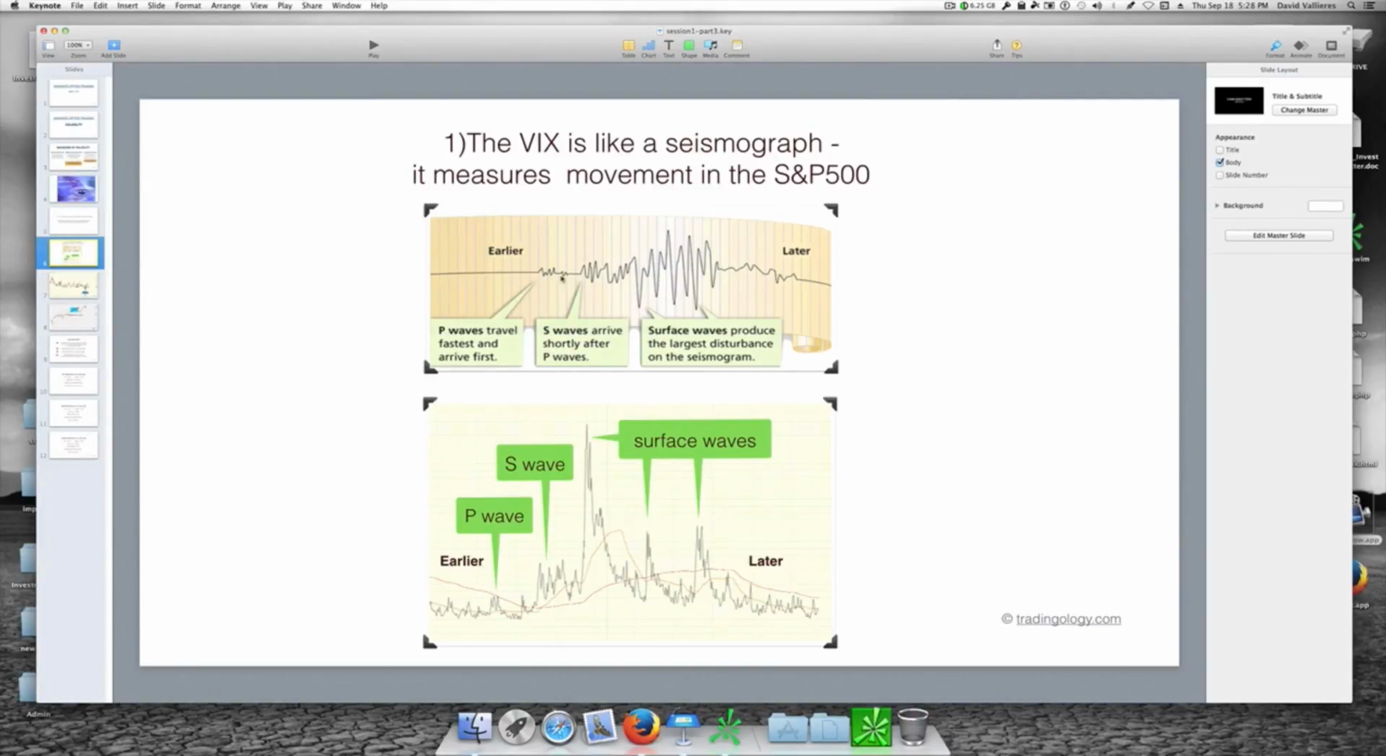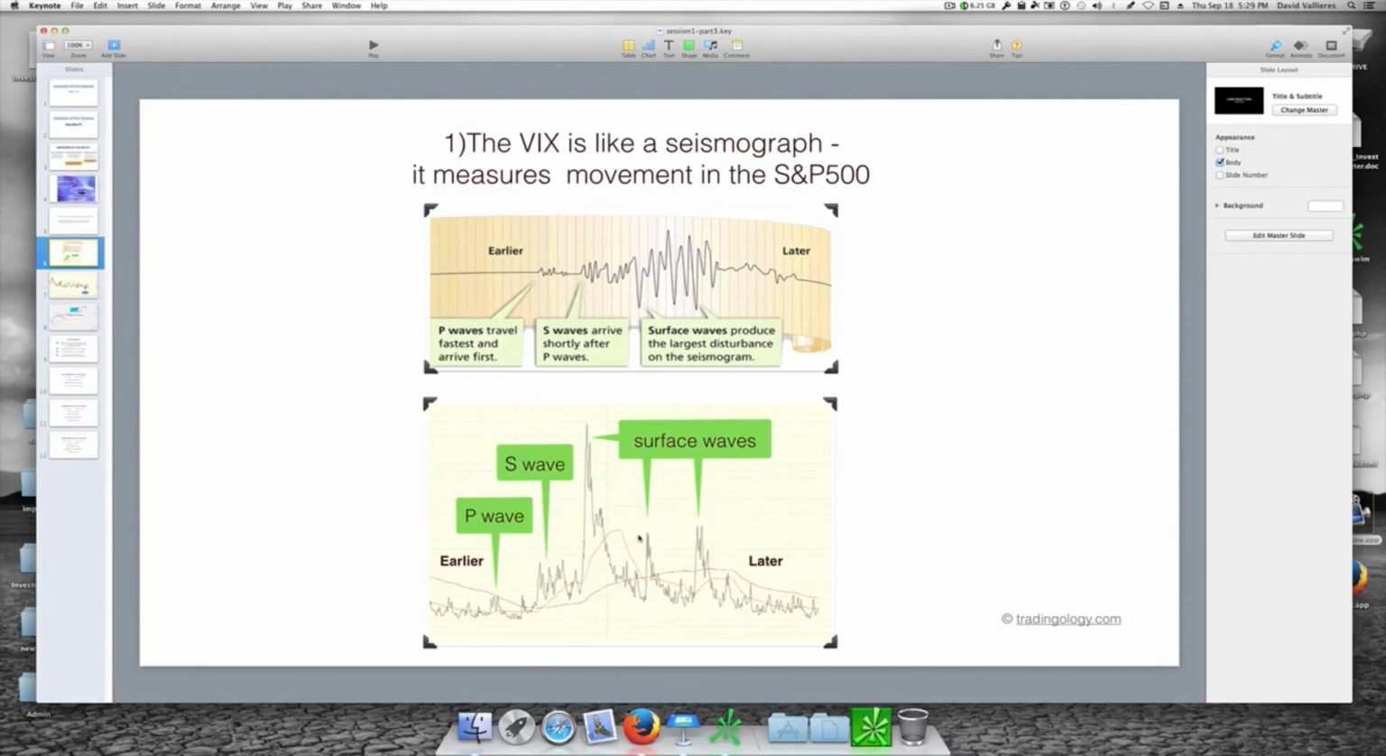They do come very, very fast. And then S waves come a little bit later, and you can see they're a little bit bigger. And then all of a sudden, surface waves come, and they produce the largest disturbance on the seismogram. And then, of course, later on, they start to subside and go back to normal.